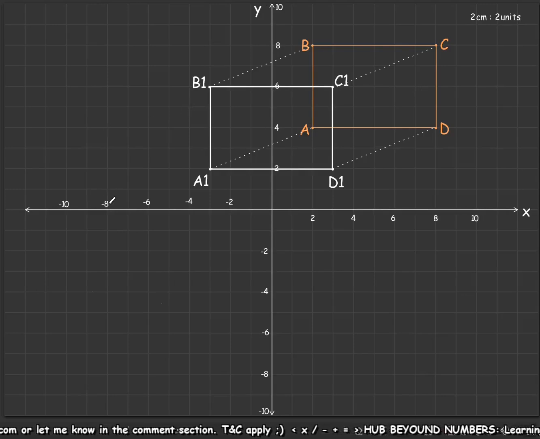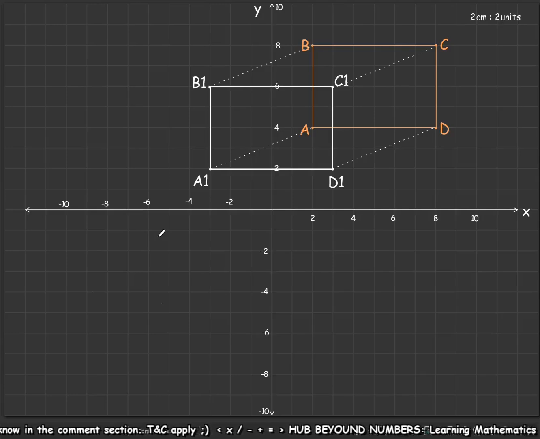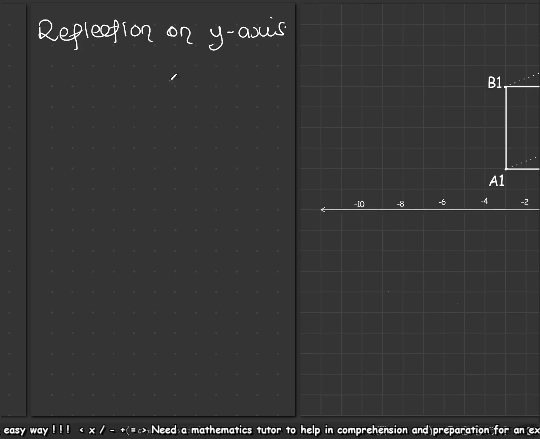Now, there are rules for reflection, and it is very, very simple. If you want to reflect on the y-axis, just maintain your y value and negate the x value. Once again, if you want to reflect on the y-axis, maintain your y value and negate the x value. Let's look at what that means over here. So let's work them out.